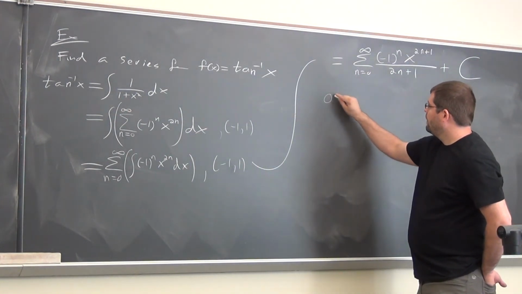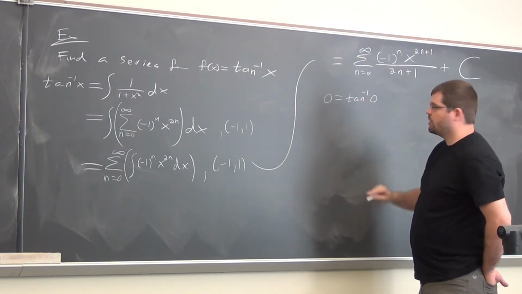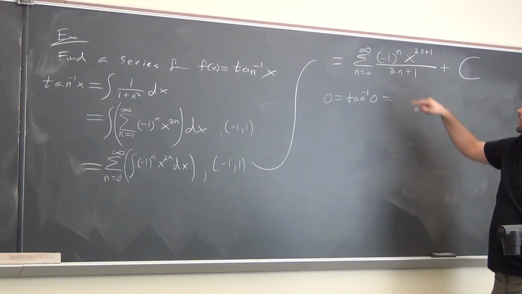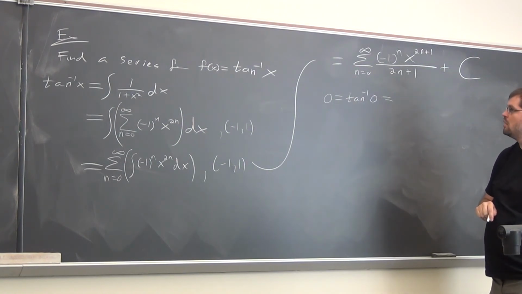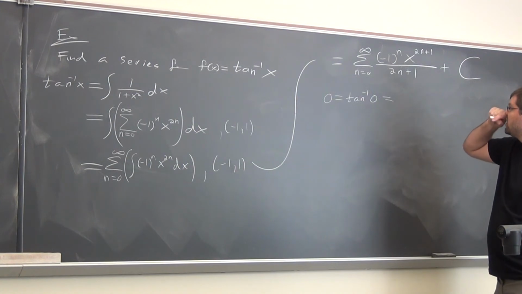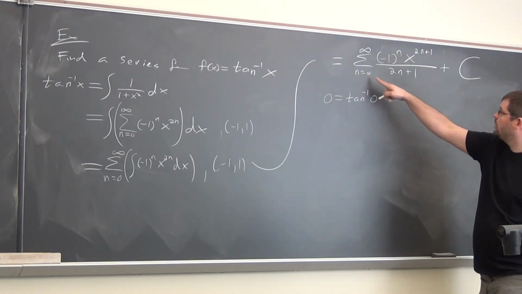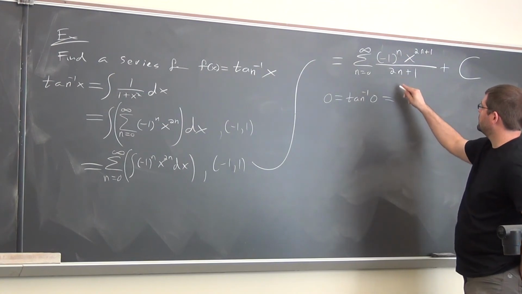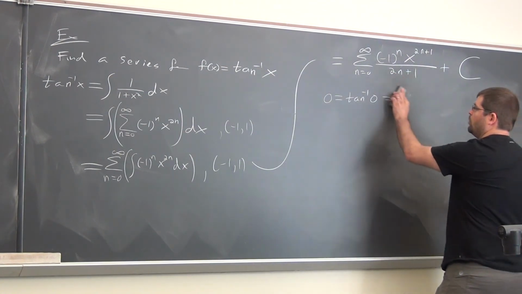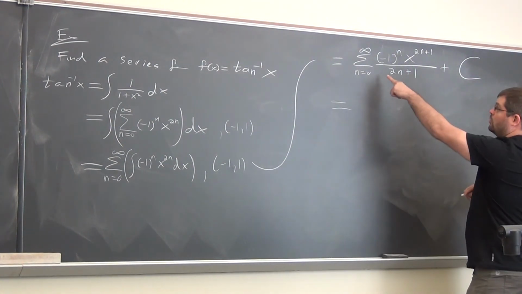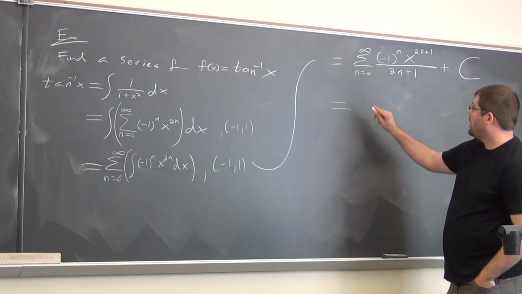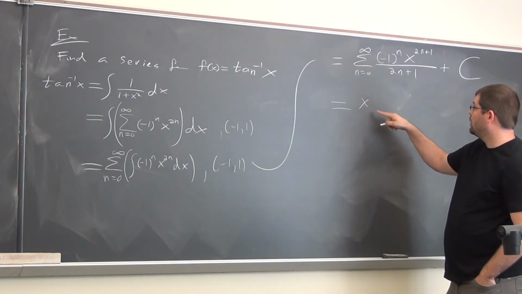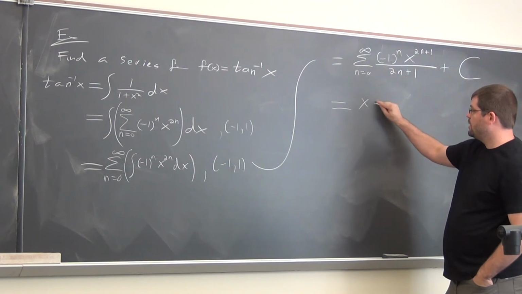And so we know that tangent of 0 is 0, right? So 0 is the inverse tangent of 0. What do I get if I plug 0 into this formula here? Yeah, when n is 0, I get 0. Here, let me just write this out because I should have written this out anyway. Plug in 0, you get what? x to the 1 over 1.